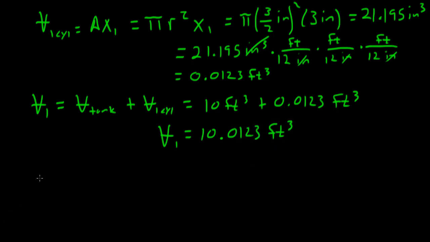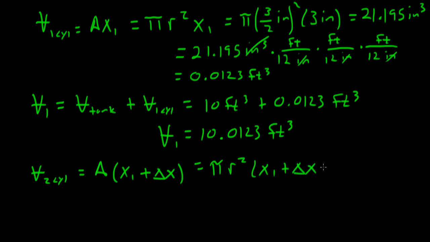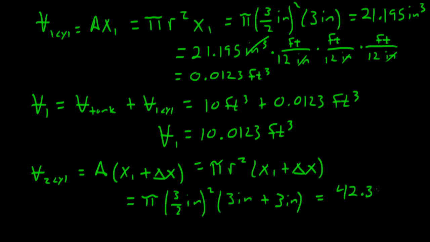cubic feet. The final volume of the cylinder, V2 cylinder, is equal to the area times the new length, which is x1 plus delta x. This equals pi times r squared times x1 plus delta x. Substituting, we get pi times (3 over 2 inches) squared times x1, which is 3 inches, plus delta x, which is also 3 inches. This equals 42.39 cubic inches, which once again we can convert to feet. V2 of the cylinder is equal to 0.0245 cubic feet.